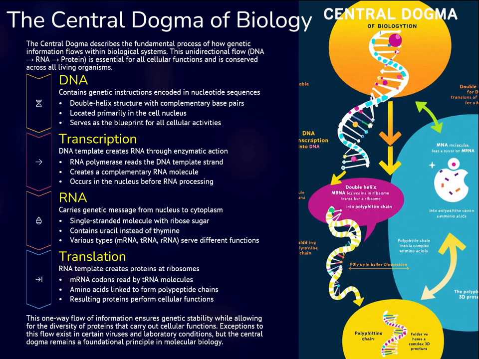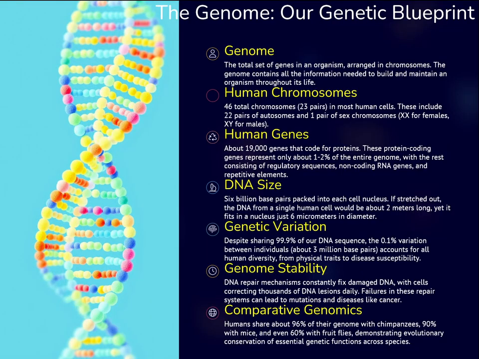Proteins are the end products of this information flow. They can be structural, like collagen in your skin, or functional, like enzymes that digest food or carry oxygen in your blood. This flow of information, remember, from DNA to RNA to protein, is what gives rise to all the traits that we see. Now let's take a closer look at DNA, the blueprint of life.